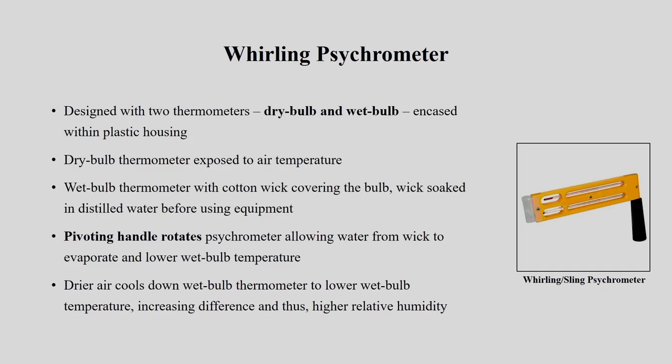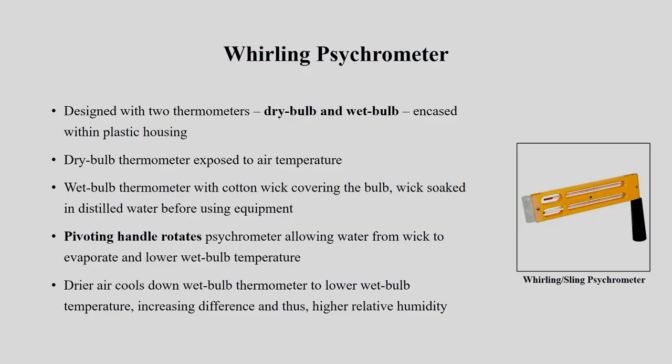Next is the whirling hygrometer. Probably this is a very common instrument, and most of our ergonomics labs will have it. The function and principle are quite similar to what we discussed for the earlier psychrometer. Again, here we have a dry bulb and a wet bulb in a cased arrangement. You can see this is one case and this is another. One is the wet bulb, the other is the dry bulb. The dry bulb thermometer is exposed to the air temperature, and the wet bulb thermometer has a cotton wick covering the bulb, which is soaked in distilled water.